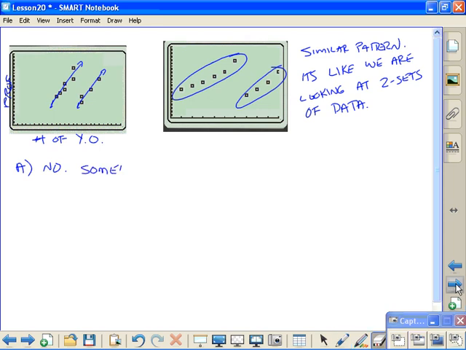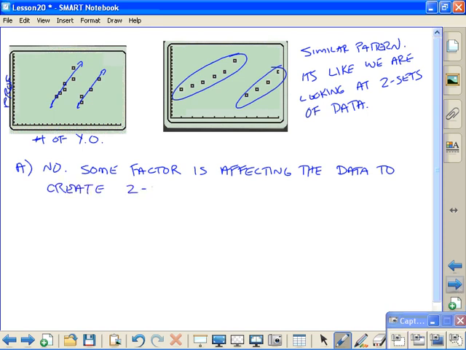Some factor is affecting the data to create two distinct data groups. So no conclusion can be drawn at this time.